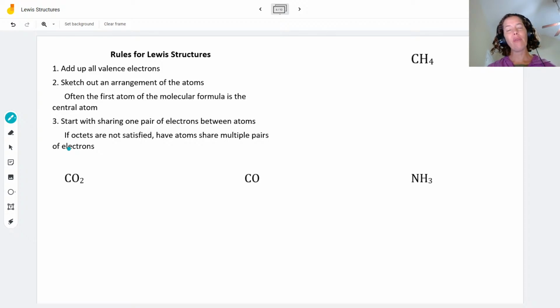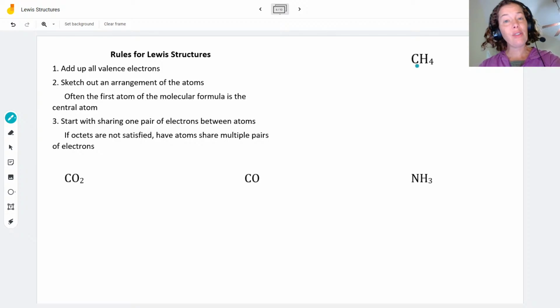So I always start with sharing 2 electrons between atoms first, and then I add in all of my remaining valence electrons. I know this is a little bit difficult. It makes more sense when we put it into practice. So let's start with an easy one. Let's start with methane. Okay, so my first step is I'm going to add up all my valence electrons.